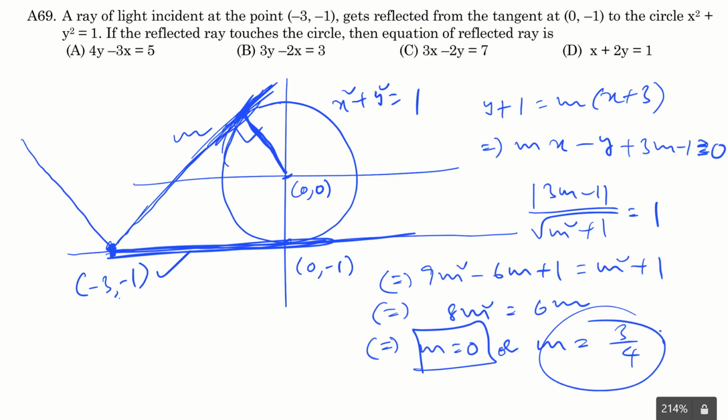You will have your tangent, which is nothing but 3x minus 4y is equal to, passing through minus 3 comma minus 1, it will be minus 9 plus 4. So I am getting minus 4. Therefore, option A is the answer. Wait a minute. Minus 9 plus 4, that will be minus 5. Option A is the answer. Let's go to next problem.